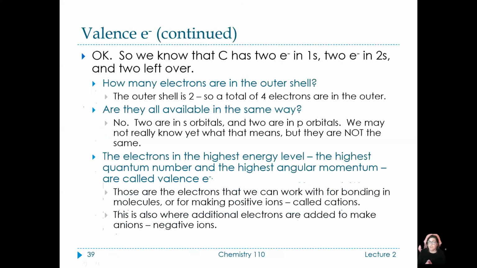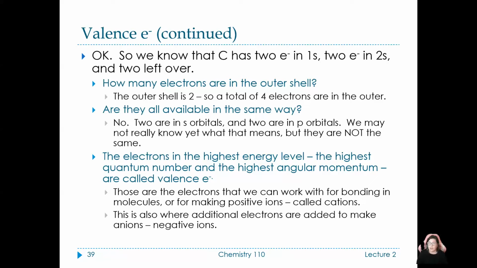So we know that C has 2 electrons in 1s, 2 electrons in 2s, and 2 left over. How many electrons are there in the outer shell? Well, the n number for the outer shell is 2, so the outer shell contains a total of 4 electrons: 2 in the s orbital, 2 in the p orbitals. Are they all available in the same way? Well, no, actually they're not. We have 2 in the s orbital that are paired, and 2 in the p orbitals. I may not really know what that means yet, but I do know that the p is slightly higher in energy than the s, so there's going to be something there, and we'll get to the rest of it.